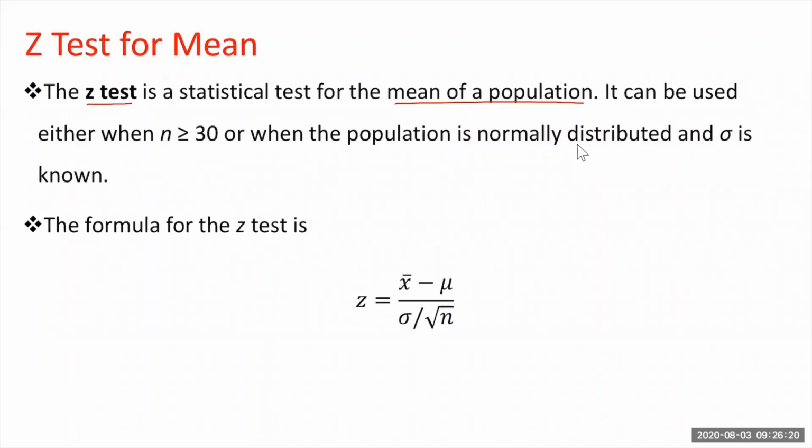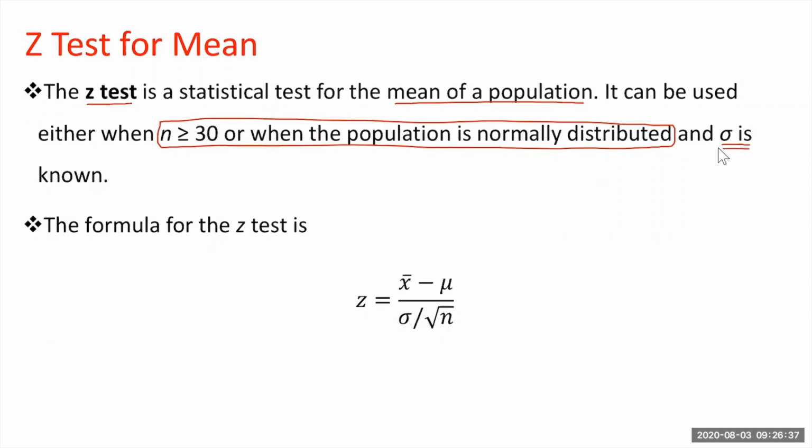This is your first case. To use the z-test, the sample size must be greater than 30 or the population is normally distributed. And the second case is that the population standard deviation is known.